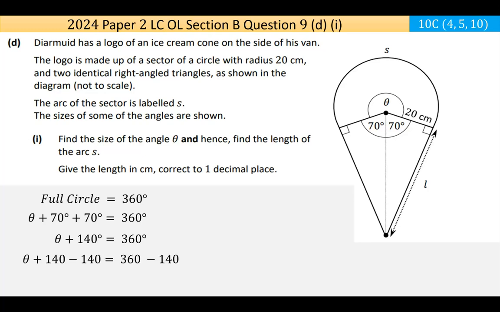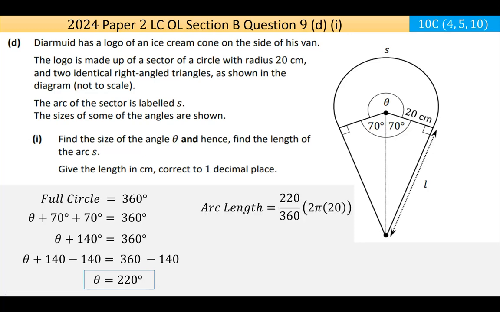Okay, so I'm just doing a little bit of addition. Then I'm going to get rid of the 140 by taking it away on the left. If I do that on the left, I must do the same thing on the right. And I end up with the angle is equal to 220 degrees. Okay, that's pretty intuitive for a lot of people. Then I need to find out what's the length of the arc.